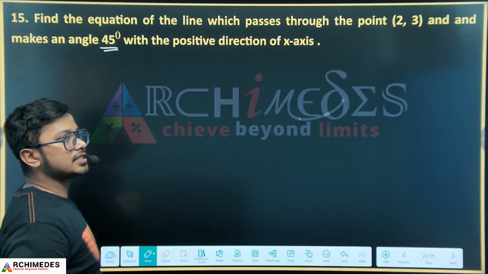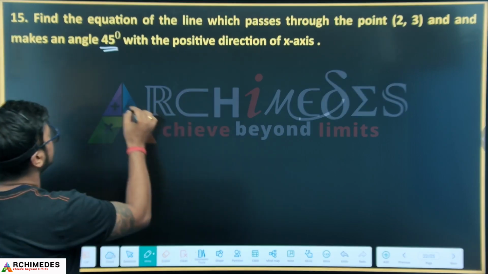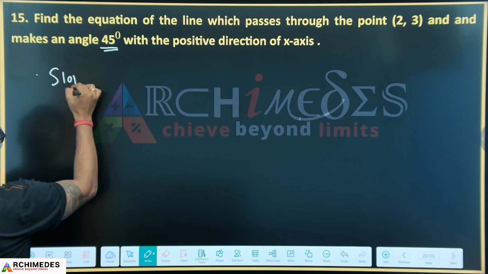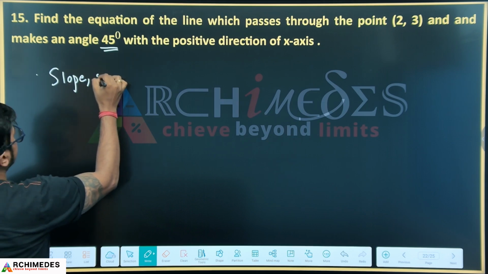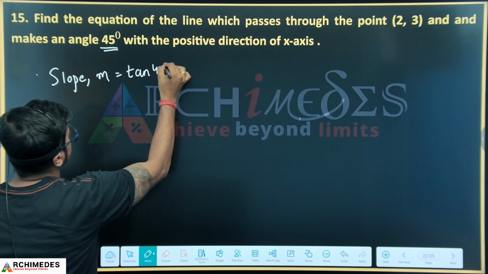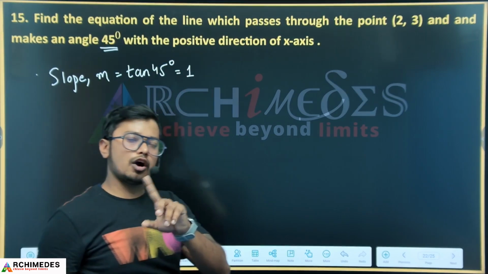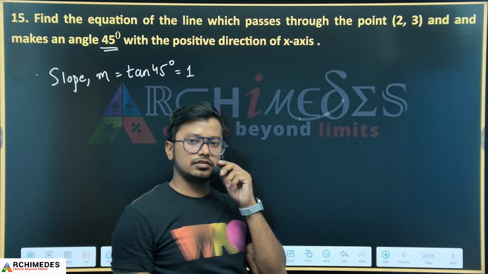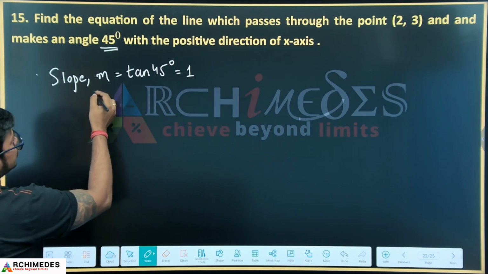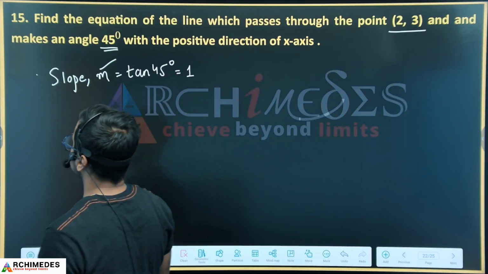If the angle is given, so definitely when theta is given, you will always find the slope. The slope of the line, that is m, is equal to tan 45 degrees. They might give you 15 degrees also. Remember that. You know how to find the tan 15 degrees value using compound angle. So m is equal to tan 45. You now have the slope and the point, so you have to use point-slope form.